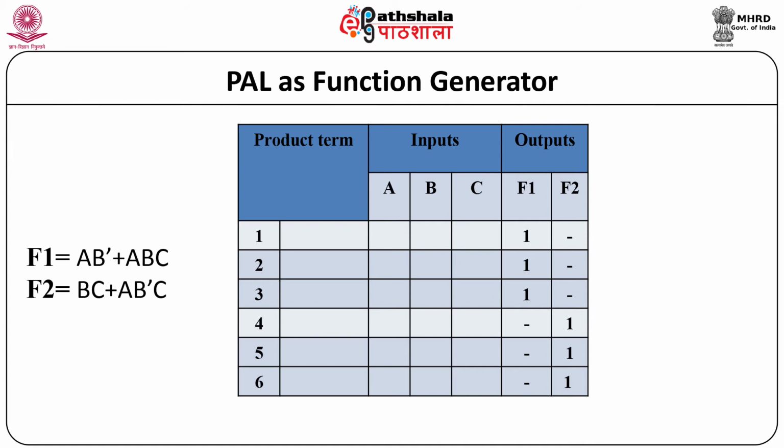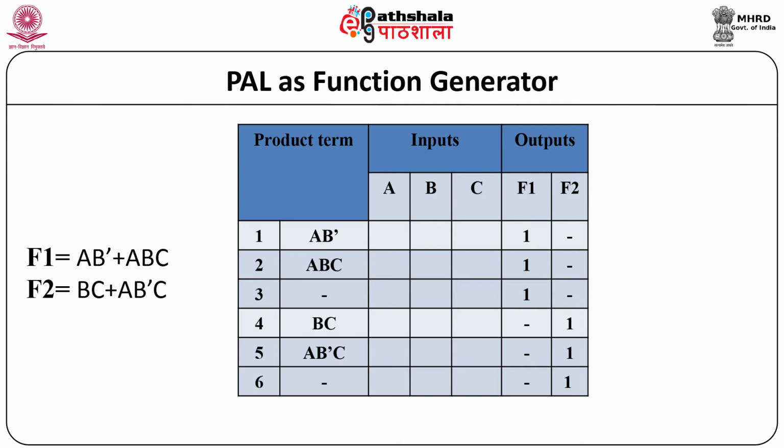The PAL IC we have to select has 3 product terms for each sum output as shown here. Let us first write product terms. For the first function we have AB bar and ABC as product terms. As the OR plane has fixed connections, output F1 can be generated from 3 product terms. Here we have only 2 product terms, AB bar and ABC. Third product term of F1 is absent.